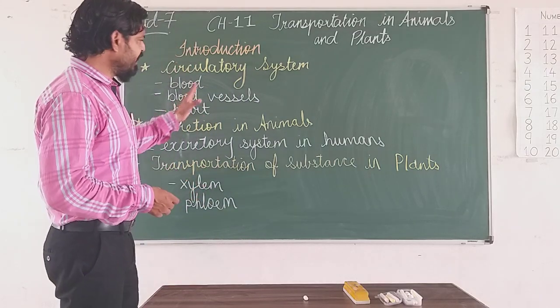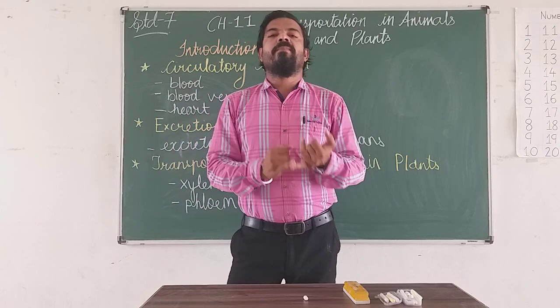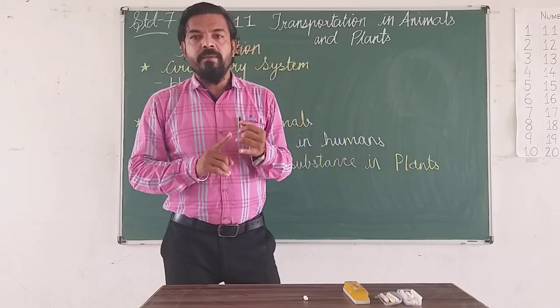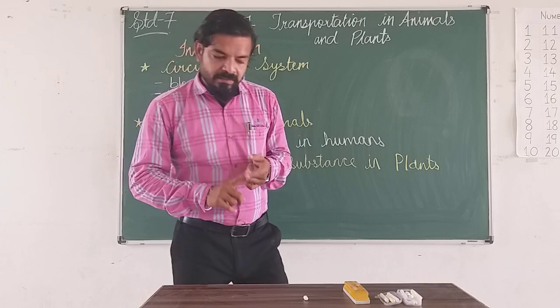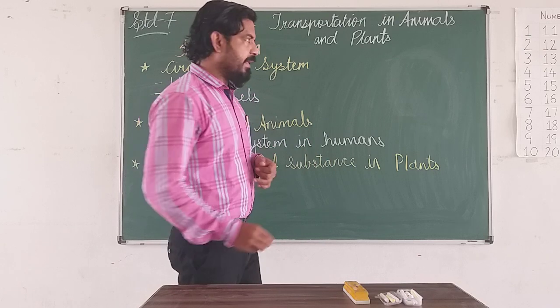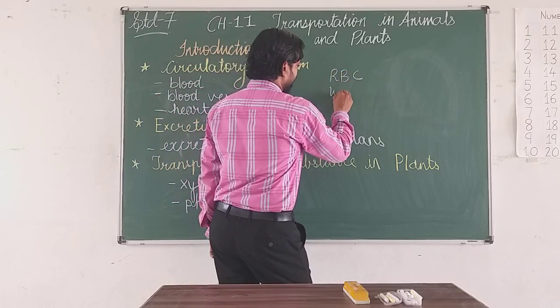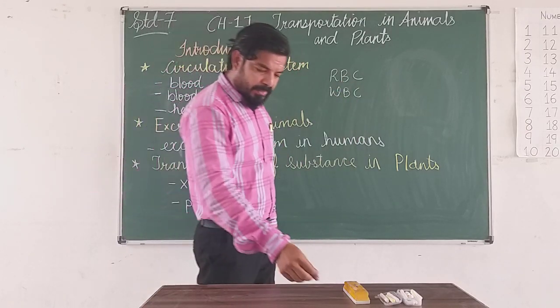Okay, that we understand. Blood has a red color. So this blood contains white blood cells and red blood cells. Okay. White blood cell, red blood cell, that we know as the short forms RBC and WBC. This is present in the blood.